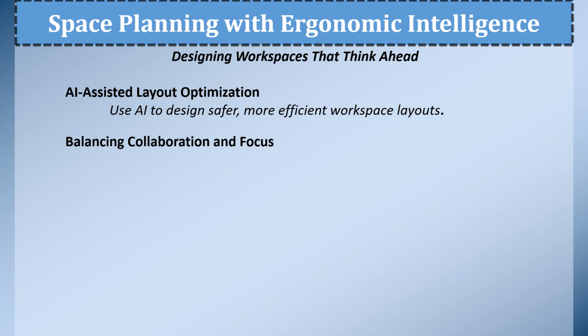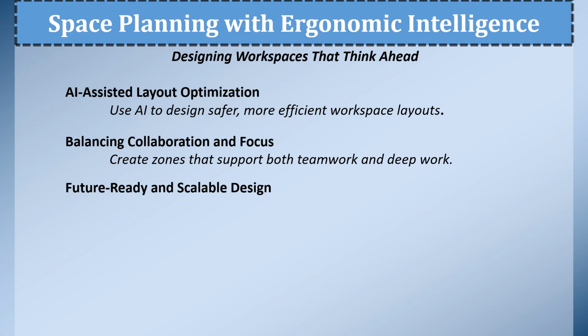Balancing collaboration and focus. Smart space planning considers the need for both teamwork and concentration. AI can assess noise level, lighting, and foot traffic to recommend zones for collaboration versus quiet work. Ergonomics intelligence ensures arrangements support physical and cognitive needs simultaneously.